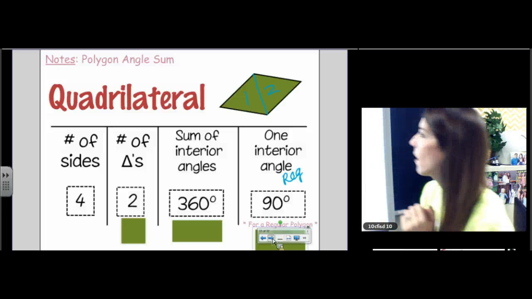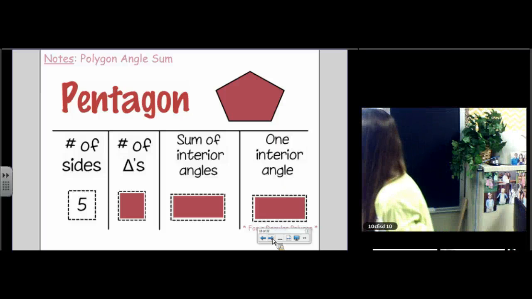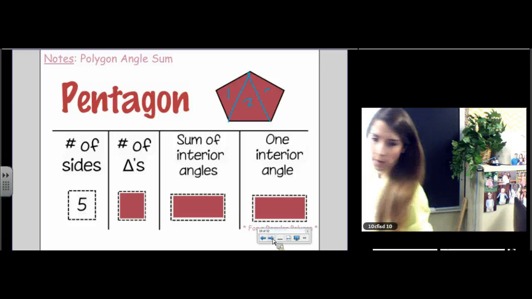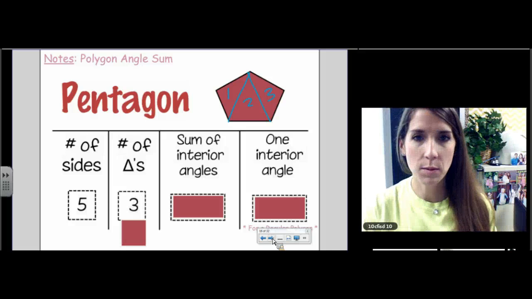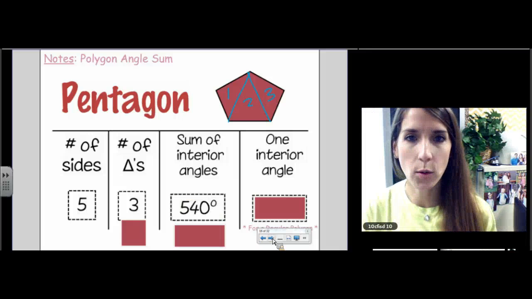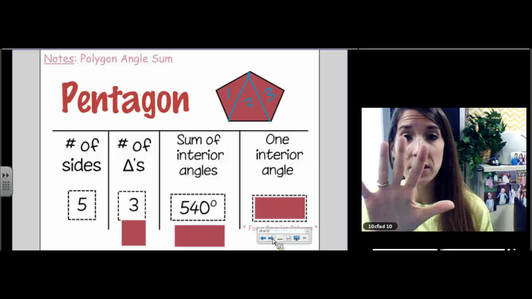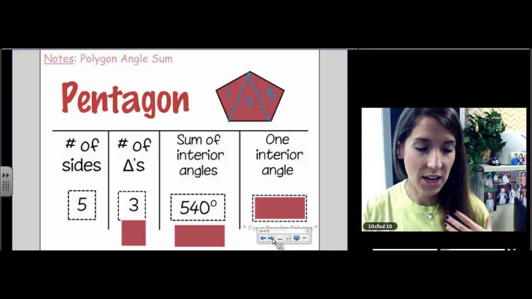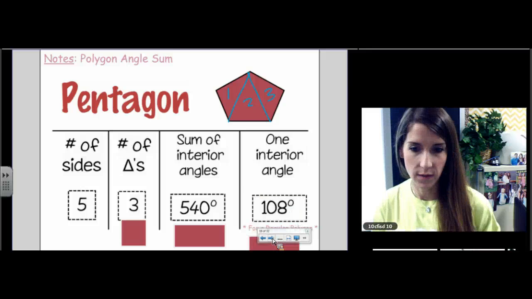Pentagon. It has 5 sides. I could divide a pentagon into 1, 2, 3 triangles. 3 times 180 is, very good, 540. And then you take the 540 and you divide it by 5 because there's 5 angles and you want to spread those degrees out evenly. Yes, Ganesh, we're filling out that table one by one by one. 108, very good.